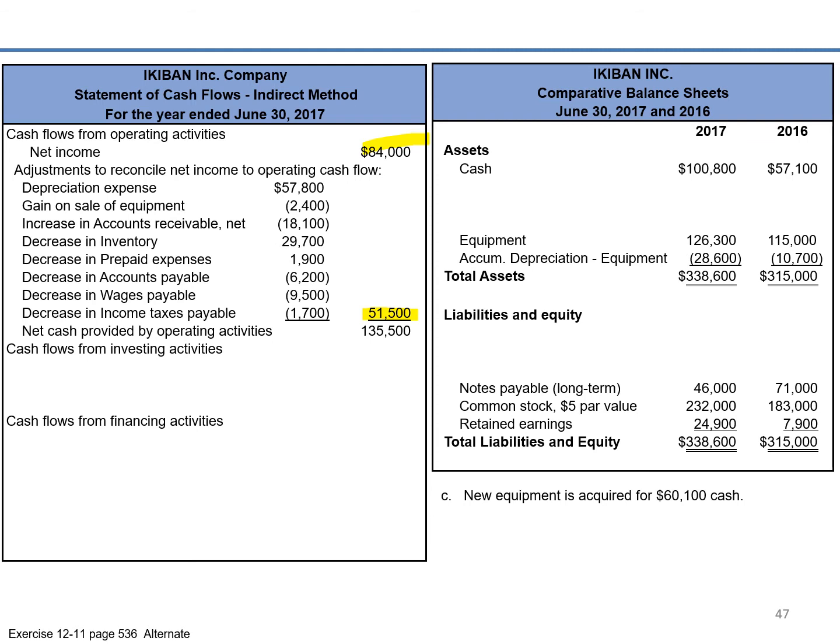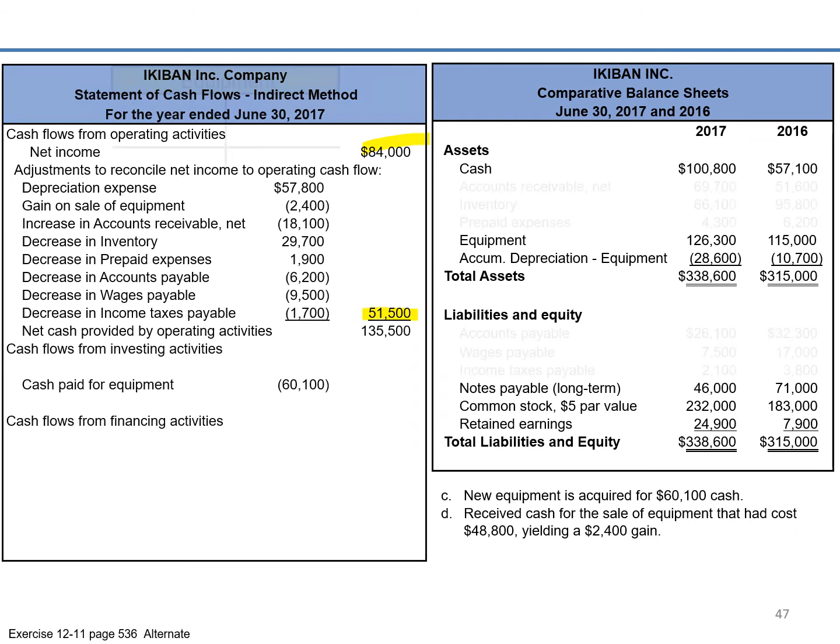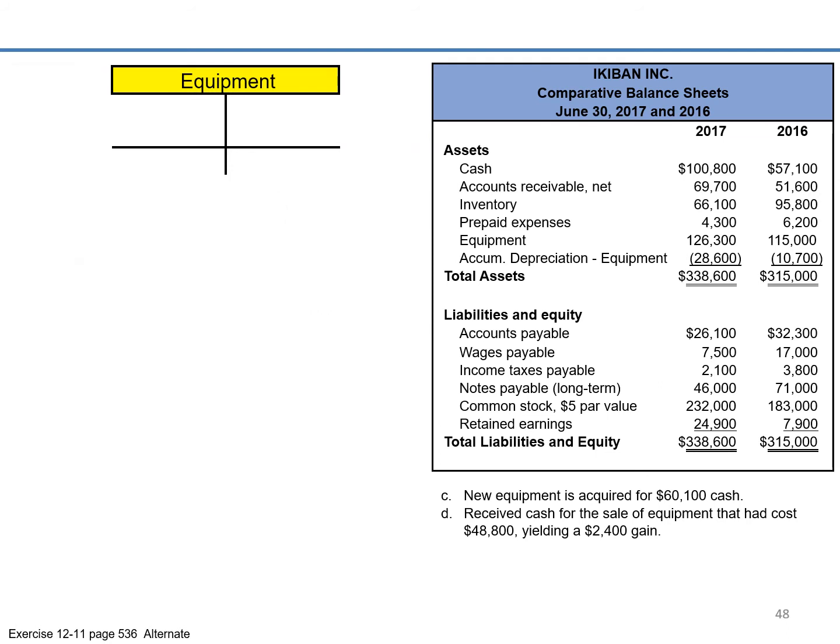So we have new equipment that's acquired for $60,100 cash. So that's a reduction in cash, right? 60,100. Then they also tell us that we received cash for the sale of equipment that had a cost of $48,800 and it yielded a gain of $2,400. So if we figure out what the T account activity looks like, we'll be able to know what our cash impact is. So we started at 115,000, right?